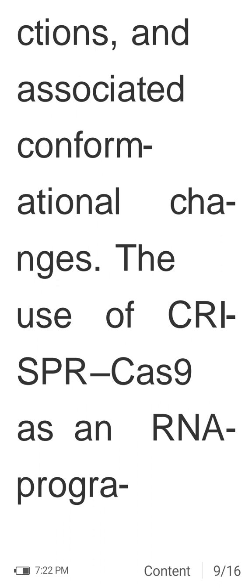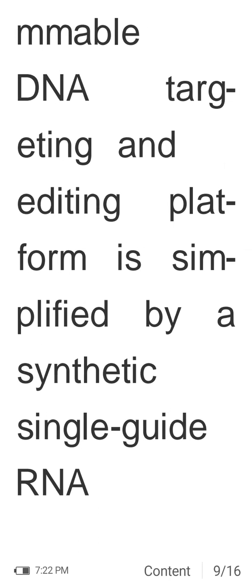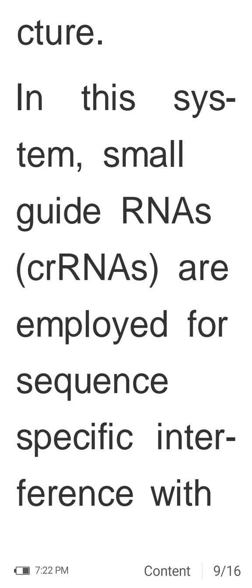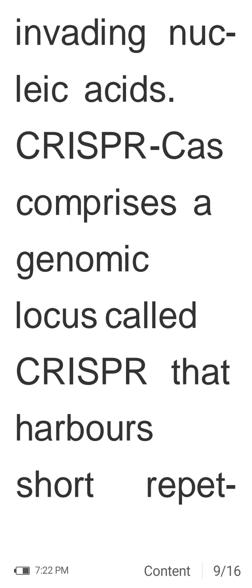The use of CRISPR-Cas9 as an RNA-programmable DNA targeting and editing platform is simplified by a synthetic single guide RNA, sgRNA, mimicking the natural dual tracrRNA:crRNA structure. In this system, small guide RNAs, crRNAs, are employed for sequence-specific interference with invading nucleic acids.